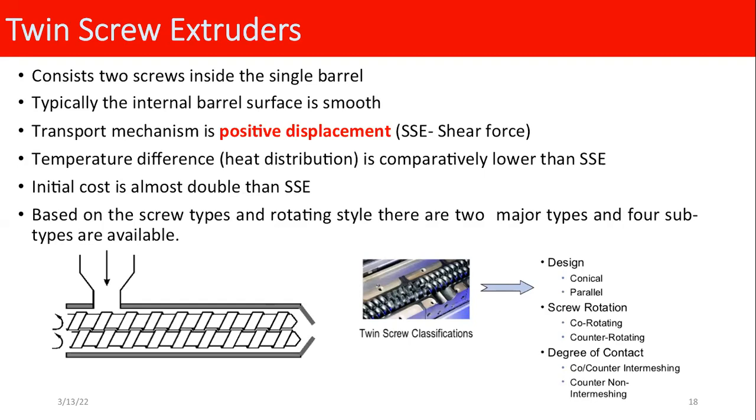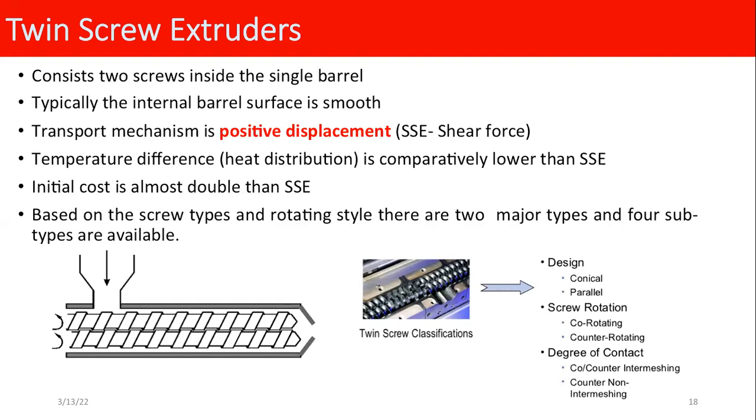So the raw material is carried forward by shear force, right? You may remember that when we use two screws, the raw material is carried by the method called positive displacement. We will discuss what positive displacement is. Right?